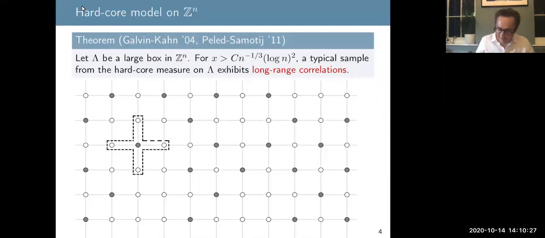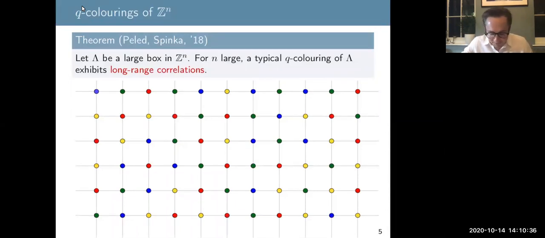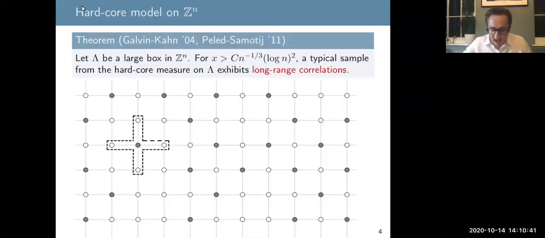Okay, so this is a vague introduction to those results. And the other result I wanted to mention was by Peled and Spinka. By the way, sorry, but is the n to the minus 1/3 optimal there? Great question. No. I should have mentioned, n to the minus 1/4 was done by Galvin and Kahn, and then n to the minus 1/3 later by Peled and Samotij. It's conjectured that this is not optimal. Something around 1/n should be the truth, modulo some logarithmic factors. This is all that's known, but I don't think anyone believes that this is optimal.